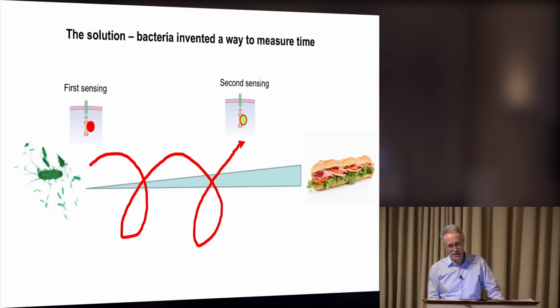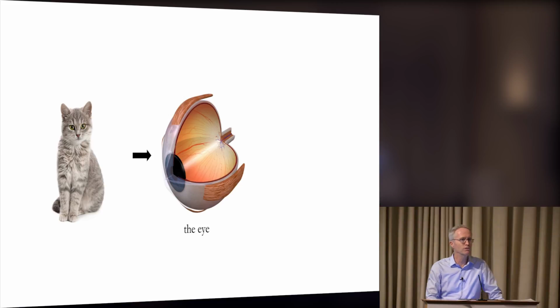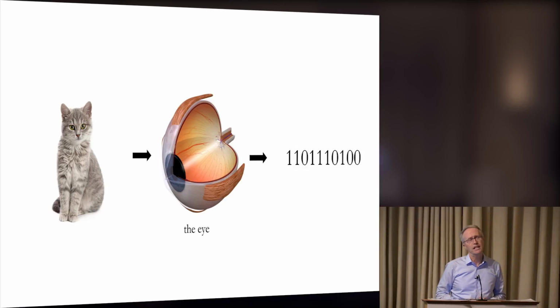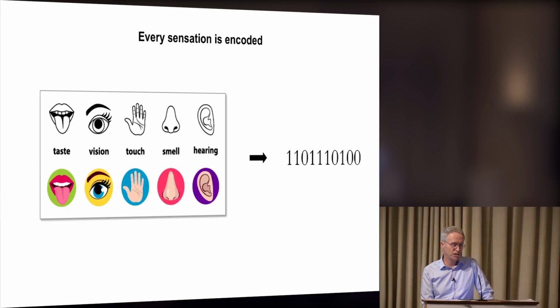Now, why don't we think about something a little bit different now, something a bit closer to us, which is how do we see a cat? And I'm going to tell you a story about the cat and the code breaker. Well, when you see a cat, of course, you see it with your eye, and that image impinges on your retina, whereupon that image is converted into electrical activity that goes out in the optic nerve. Now, all of that electrical activity is converted into an elementary digital code. And if it were that you saw a dog, you would get a different digital code in your nerve cells. And in fact, every sensation is encoded into a digital code.